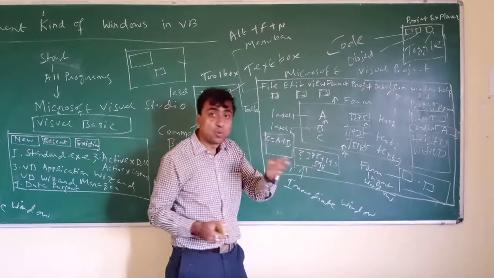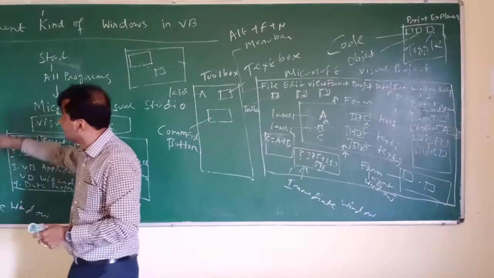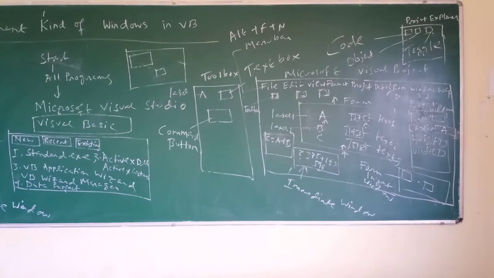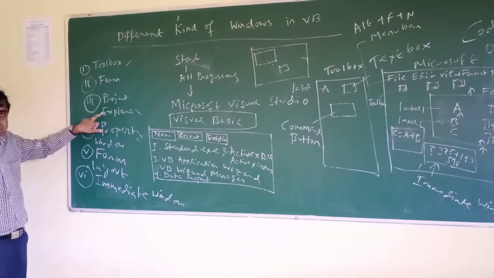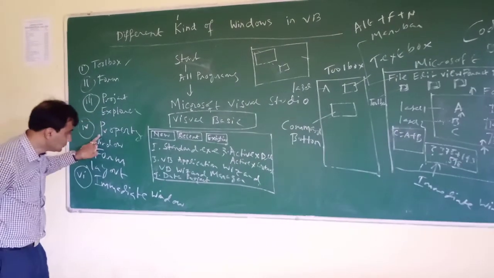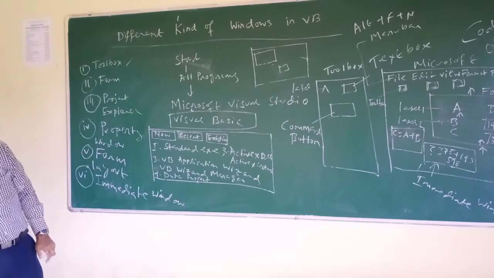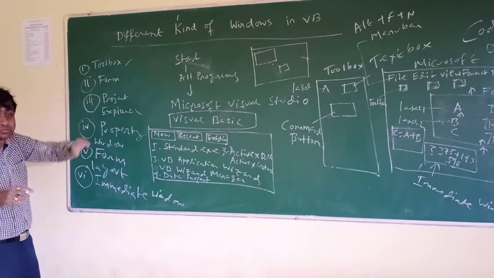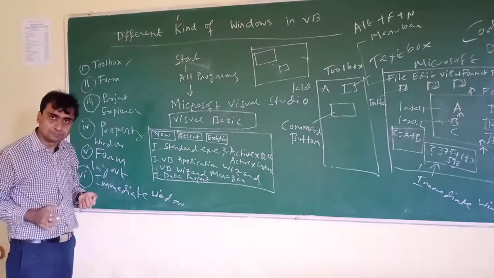So that is what I wrote here. Which are the windows of Visual Basic? The windows of Visual Basic are the toolbox, the form, the project explorer, the property window, the form layout window, and the immediate window. Toolbox, as you can see in the diagram, is used for design. Form is used for both design and coding.